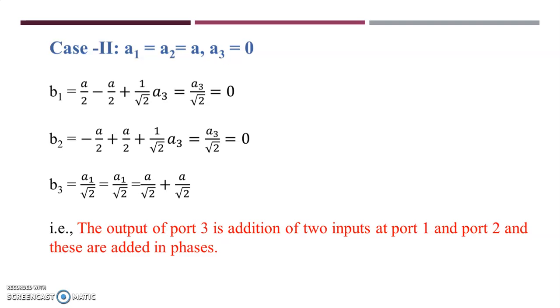Sometimes they may ask you a problem on the H-plane tee, and they will ask you to find out B1, B2, B3, and they will give A1, A2 at port 1, port 2, or port 3. You have to remember these three equations. From the three equations you can find out the values. It's all about the H-plane tee.